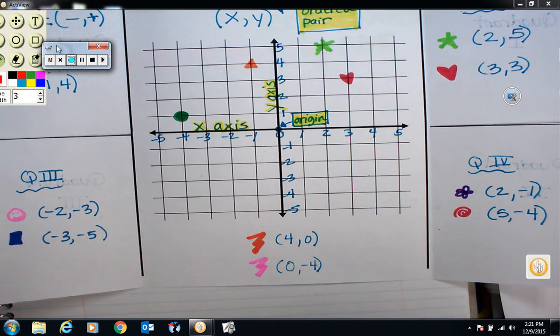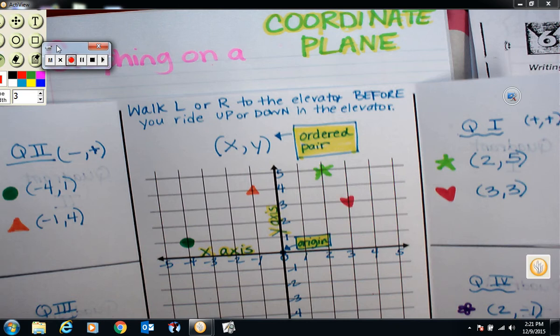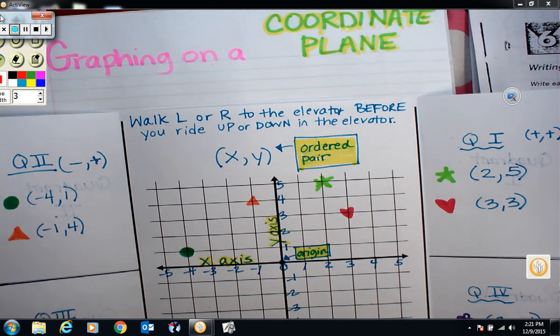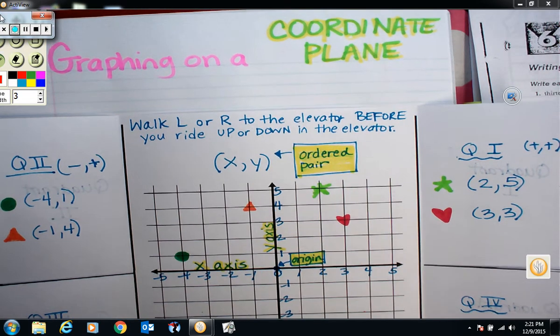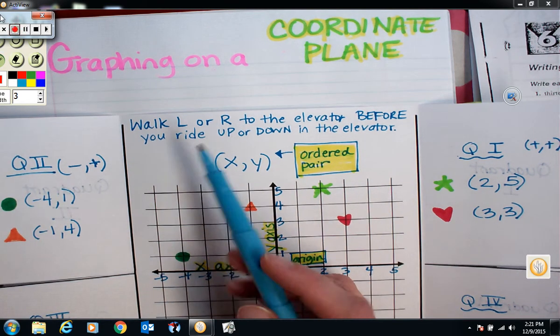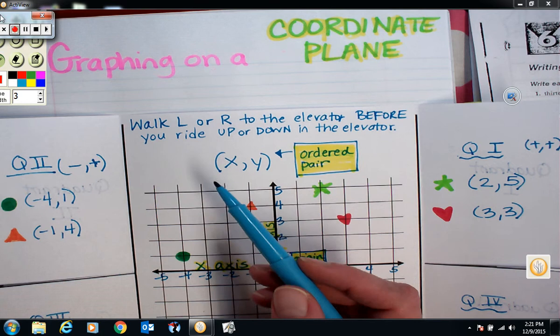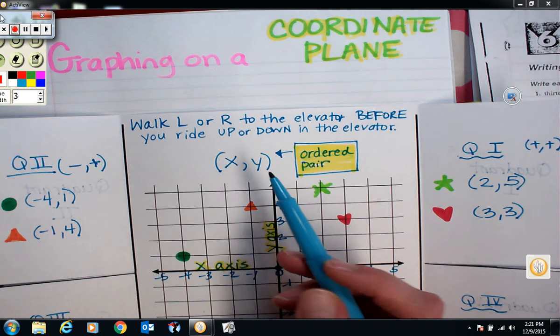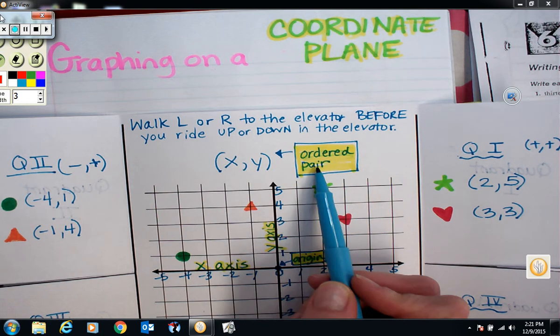All right, today we are graphing on a coordinate plane. And to graph on a coordinate plane, we need to have an x-coordinate and a y-coordinate. So we're trying to remember we're going to walk left or right to the elevator before we ride up or down in the elevator. So an x-coordinate and a y-coordinate make our ordered pair.